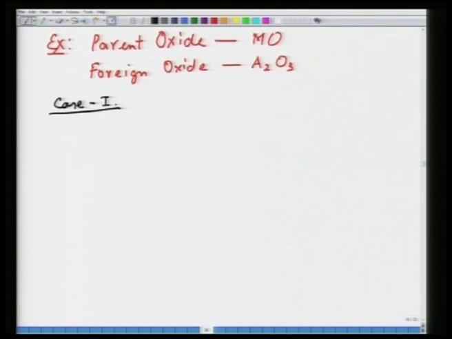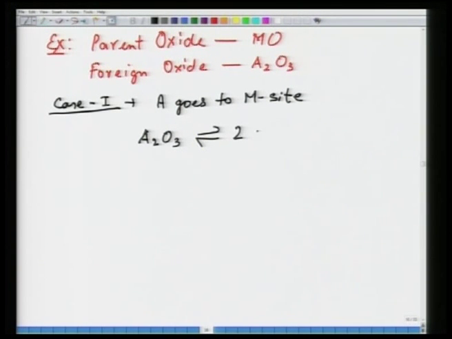So in this case, the first case is, let us say the impurity atom A goes to the metal site. So what does it do? You have dissolution of A2O3 going into MO lattice. Case 1 is A goes to M site, and let us say both of A go to M site.